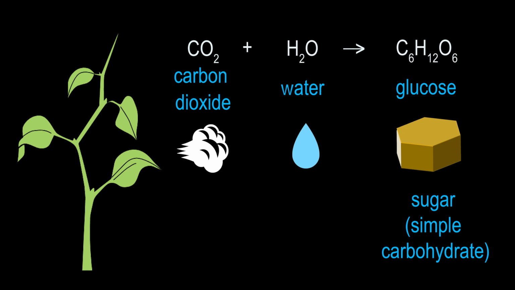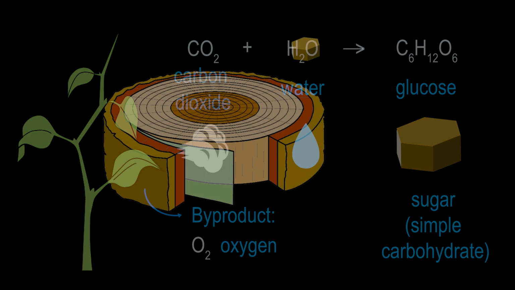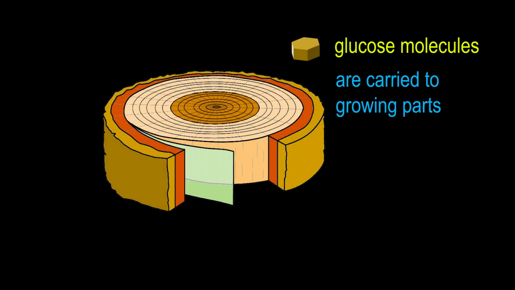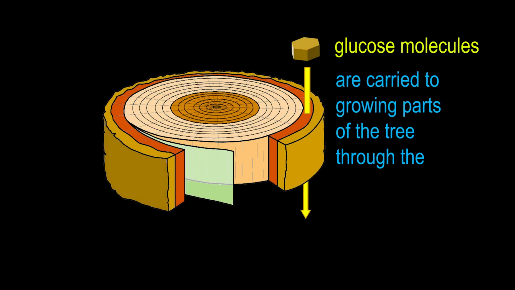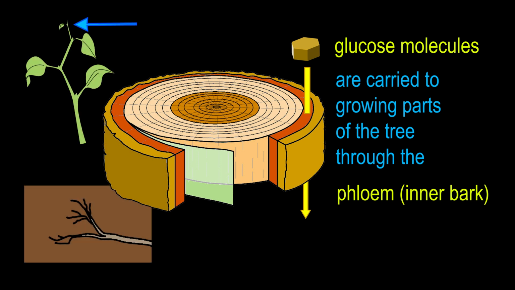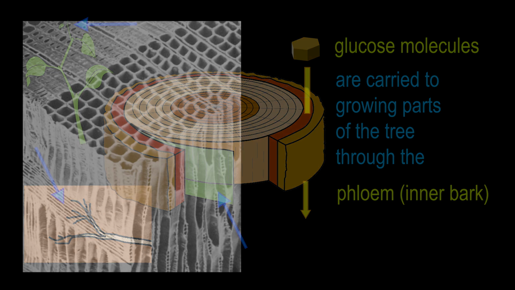Glucose is a sugar, sometimes referred to as a simple carbohydrate. The main byproduct of this manufacturing process is oxygen, which is released back into the air. The glucose molecules are carried to all the growing parts of the tree through the phloem, or inner bark. When they reach the areas where they'll be used, they're converted to more complex carbohydrates, such as cellulose and starch.